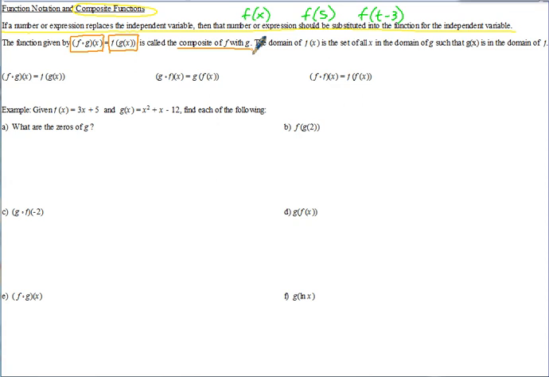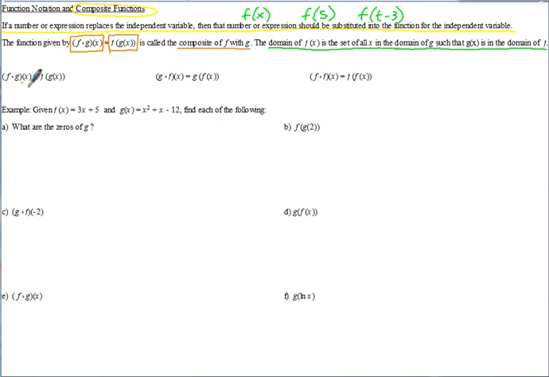And just a refresher on the domain and range, we'll keep talking about this with functions. Domain, remember, refers to the set of all x's. The domain of f of g is the set of all x's in the domain of g such that g of x is in the domain of f. So all the values you plug in for x are in the domain of g, and then the values you get out of that must be in the domain of f.